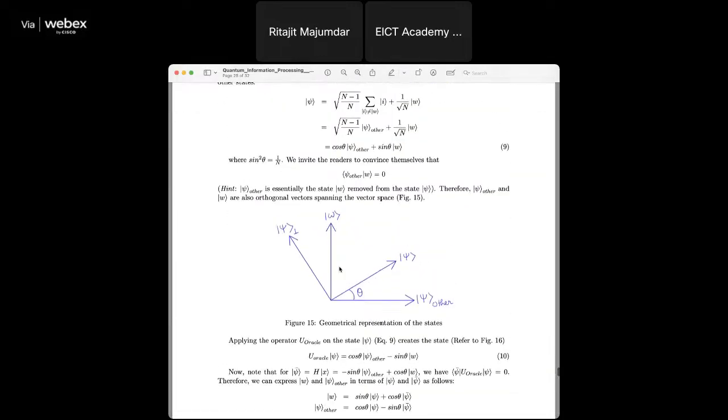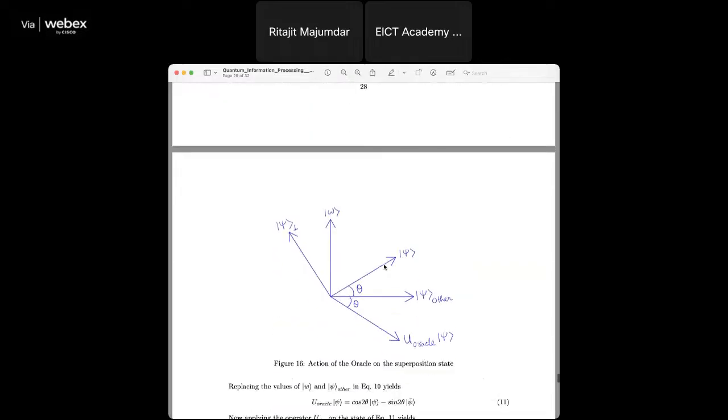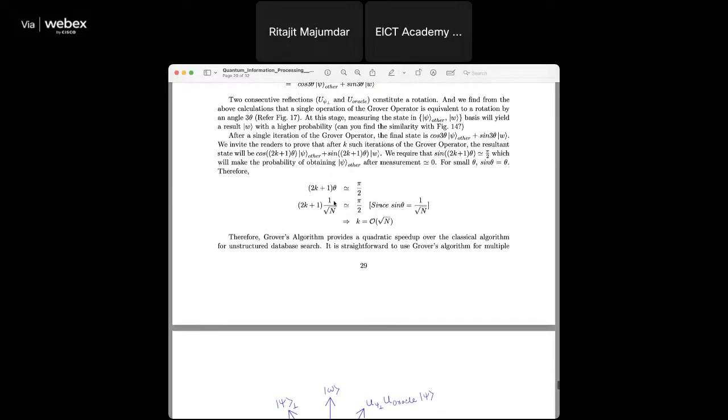And then you can actually see what theta was. Remember, from here we said that if you write it like this, sine theta is basically 1 over root n. So when sine theta is equal to theta, theta is basically 1 over root n. Now you replace theta by 1 over root n, and then you can show that this is essentially pi by 4 times root n. Or in the other sense, how many times do you need to repeat? Order of root n times. In general, it is pi by 4 times root n.